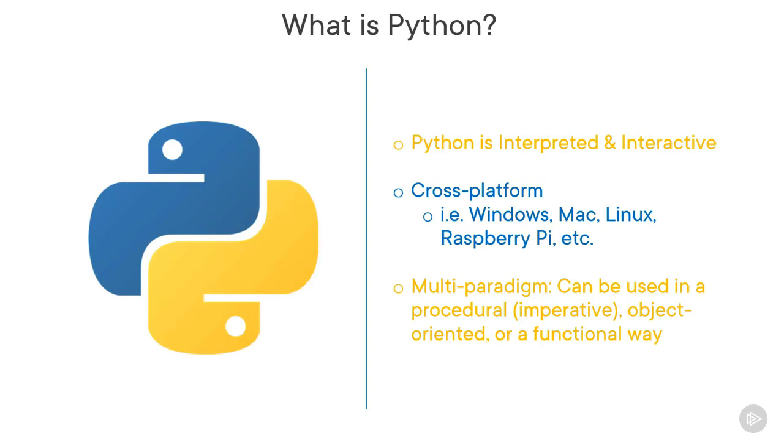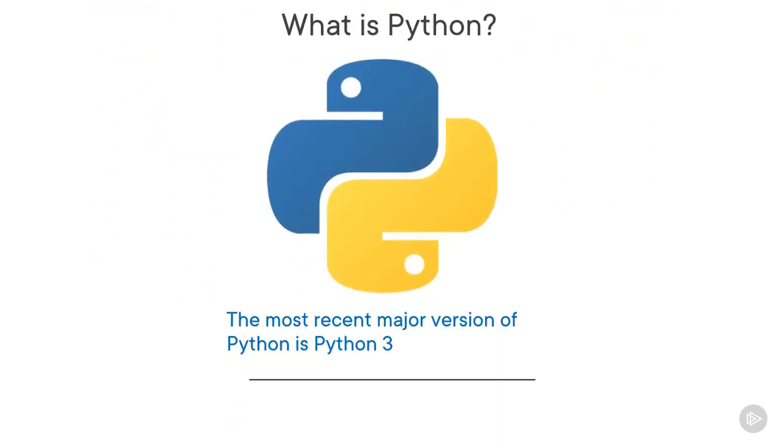So as you're typing code, you can run it right there, or you can have Python scripts. It's cross-platform. So it runs across Windows, Mac, and Linux, but also on Raspberry Pi and other platforms as well. It can be used in a procedural, object-oriented, or even functional way. So again, a lot of flexibility. And the most recent version of Python is Python 3.